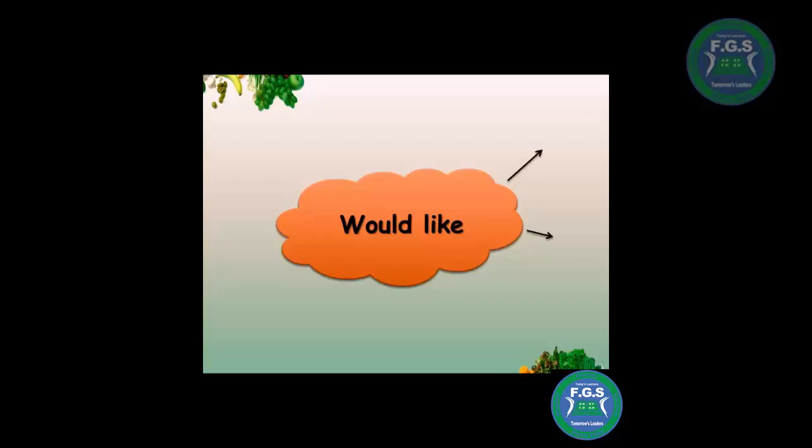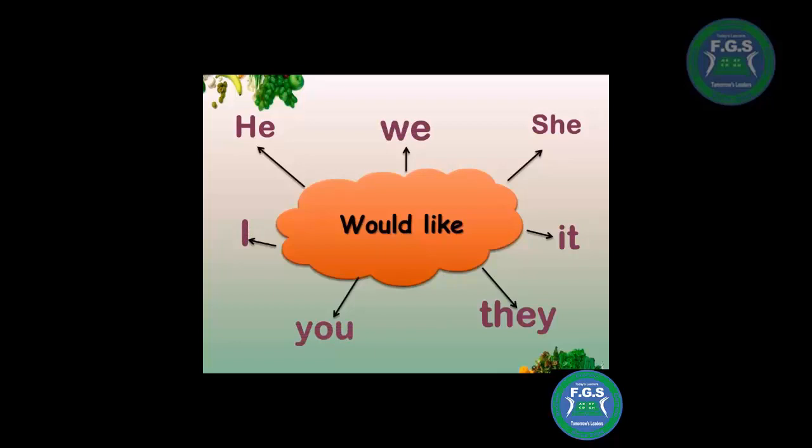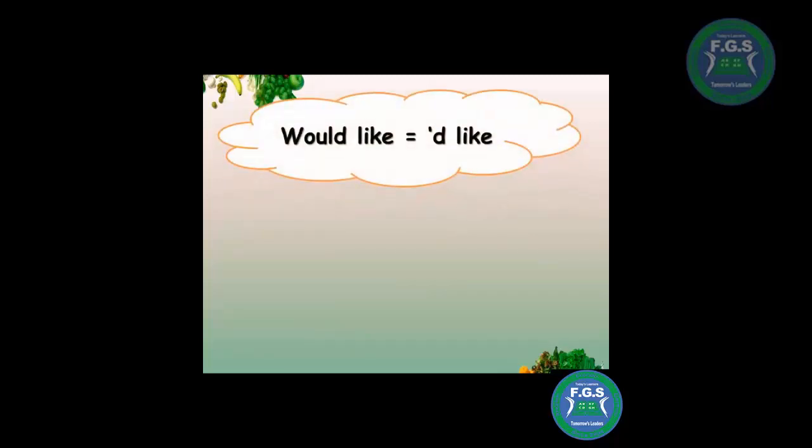So look here in this part of our grammar, we use would like with all subjects. I mean with all pronouns. For example, he, she, it, I, we, you, they. Now look here please. Would like, as we said, equals apostrophe d, like.